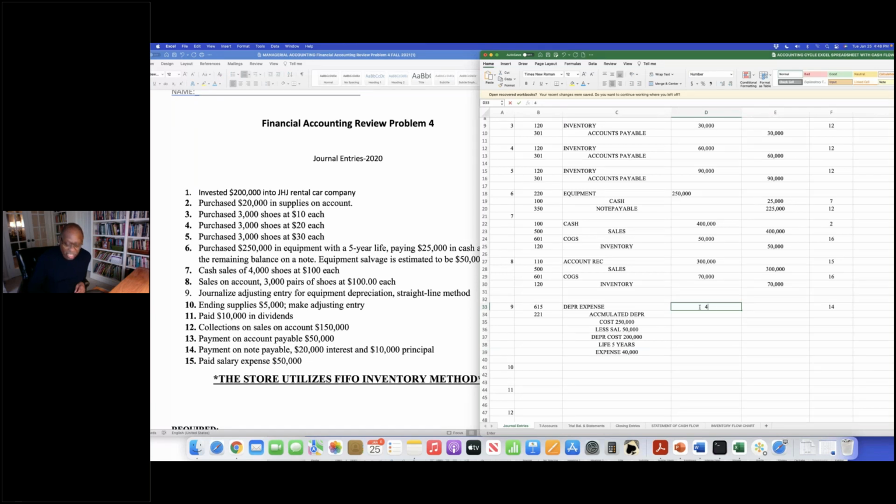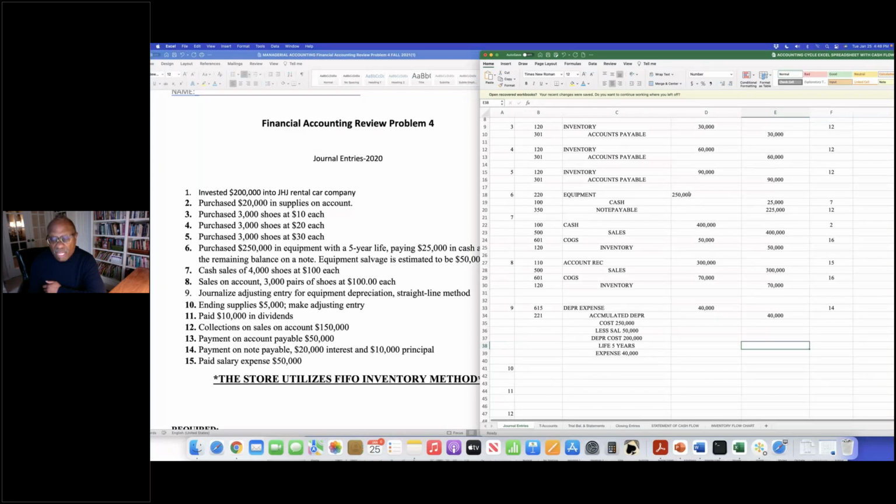So all we did was look at our cost, 250. Subtract out the salvage, 50. So we depreciate 200,000. Then we divide it by the life, 5 years, to get 40,000.